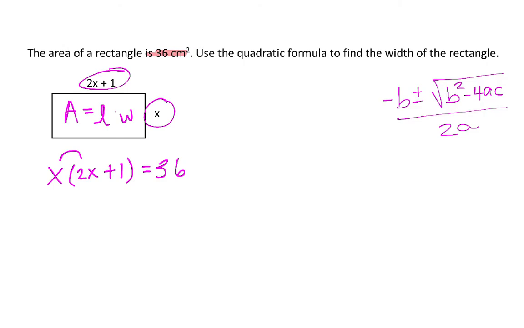X times 2x is 2x squared. X times 1 is a positive 1x. And right now it's equal to 36. Well, we don't like that. We want it equal to 0, so what I have to do is take away 36 from both sides. These cancel, making it equal 0, which is what I wanted. None of these are like terms, so I'm going to write it as 2x squared plus 1x minus 36.